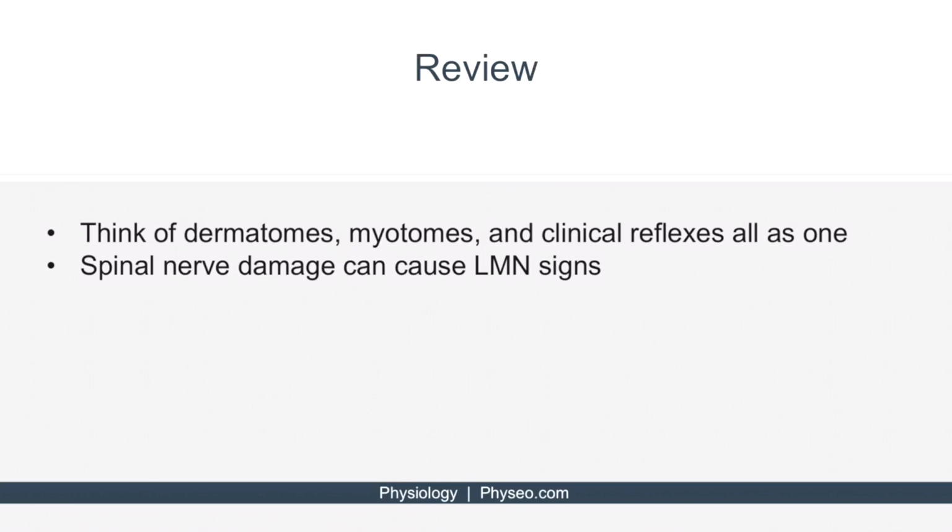So in review, you need to think of the dermatomes, myotomes, and clinical reflexes all as one. And also recall that spinal nerve damage causes lower motor neuron signs. If you're given a question about a certain spinal cord level, you can answer anything about the associated clinical reflexes, myotomes, or dermatomes, or you could do everything backwards and find the dermatome and identify what spinal cord level is responsible for that dermatome. Then you can find the associated clinical reflexes that may be altered. If you're able to do that, then you'll do quite well with any of this information regarding dermatomes, myotomes, and reflexes on Step 1.